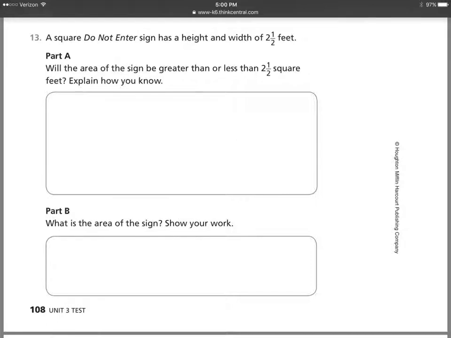This kind of goes back to a prediction question that you should know: when you're multiplying two whole numbers, whether your answer should be greater than or less than your two factors. Part B says, what is the area of the sign? Show your work. So you will have to solve eventually.